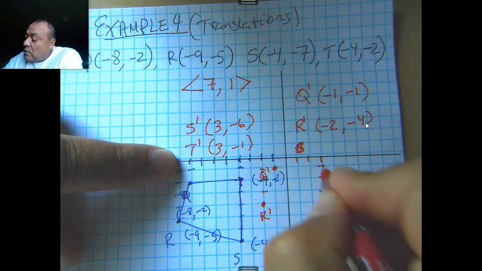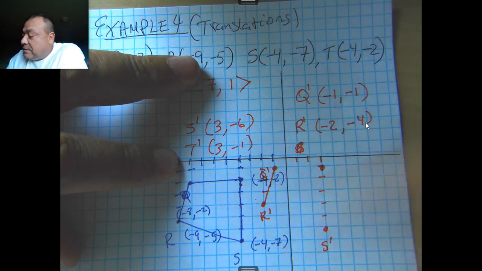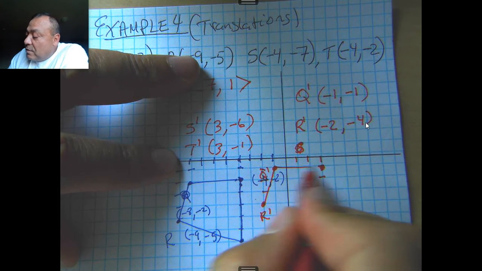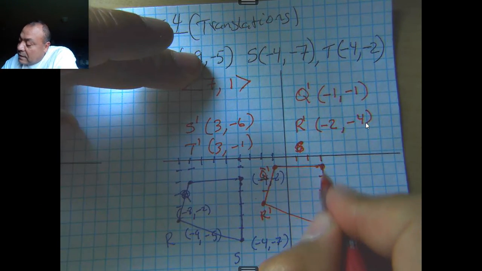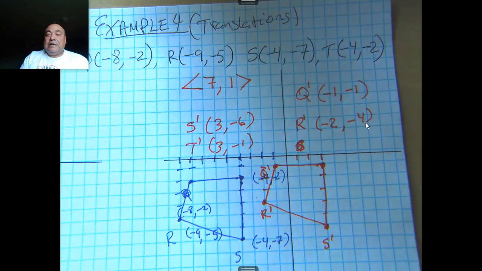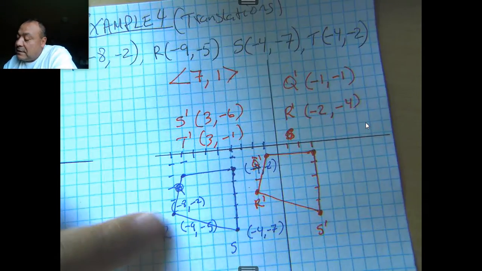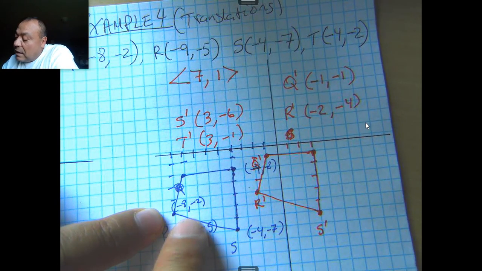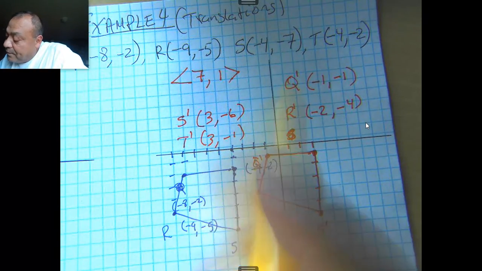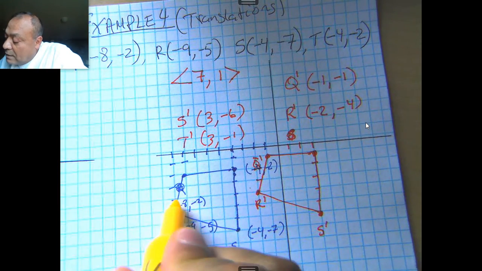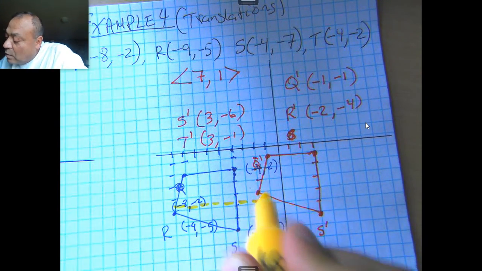Okay. So what I have here, guys, is an image. It's been translated 7 units to the right and 1 up. Check that puppy out, guys. And you can see right here, guys, it went like 1. So now let's look at this. It's going to be 1, 2, 3, 4, 5, 6, 7, and 1 up. Can you see it? It went up.